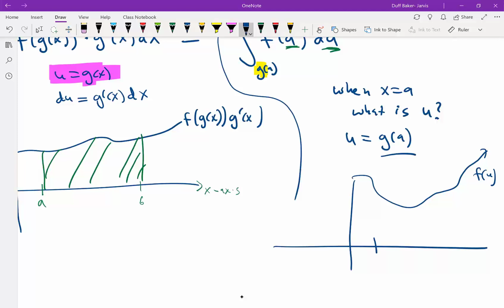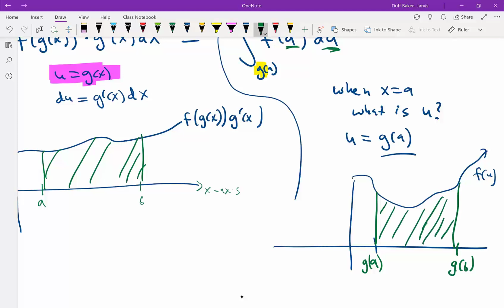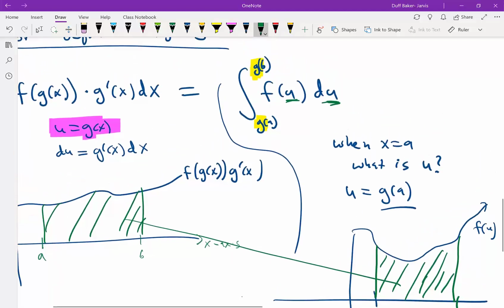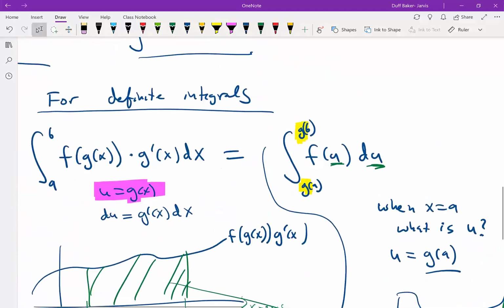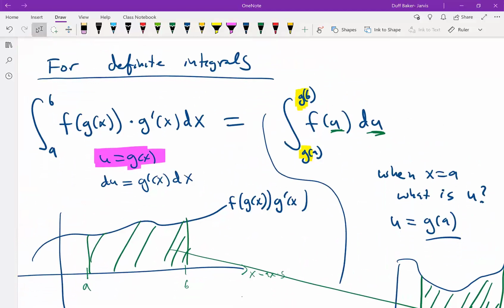And then it just turns out that by some miracle of the chain rule, these bounds are now like this. So it's calculating an area under a different function between different bounds, but somehow these two areas should be the same. That's what we're saying.